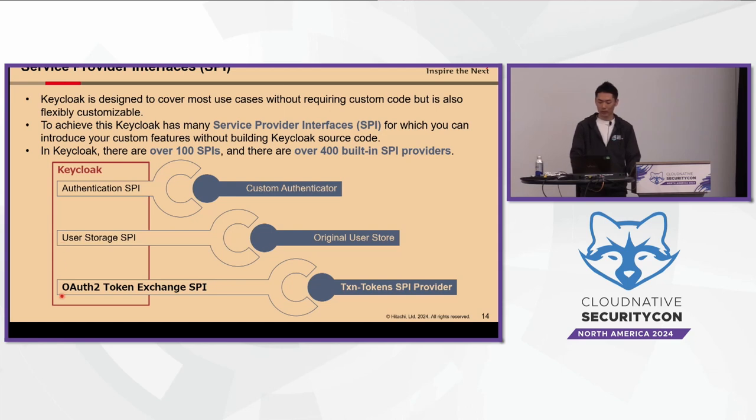Also, there is the OAuth2 Token Exchange SPI. That is what we focus on today. We can introduce transaction tokens by implementing a transaction tokens SPI provider. In Keycloak, there are over 100 SPIs and over 400 built-in SPI providers.